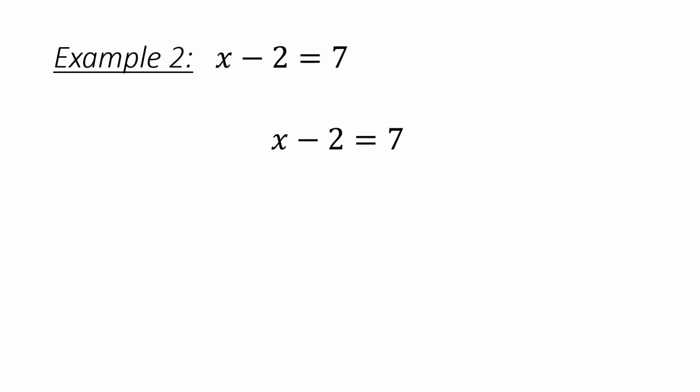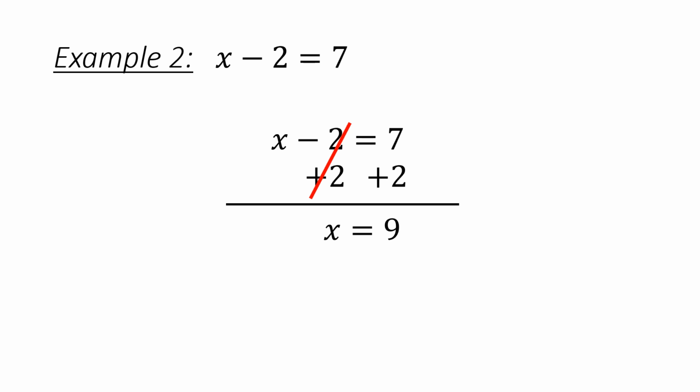All right, let's look at example 2. I have x minus 2 is equal to 7. So here I have a minus 2 with the x, and so I have to do the opposite of minus, which is add positive. So I'm going to add 2 on both sides of the equation, and my negative 2 and my positive 2, those cancel out again, and then I bring down my x, and then now this time I'm going to do 7 plus 2 to get my answer to be x equal to 9.